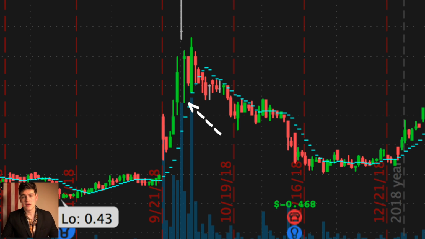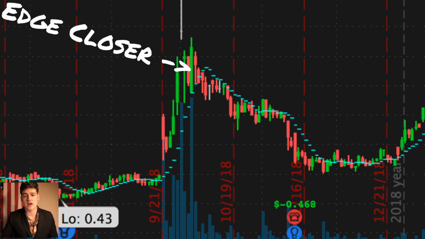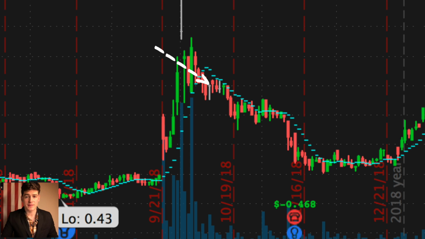Now, if you were holding during the gap up and you began to see the stock price edge closer and closer to the SMA line and then crossed underneath it, that would be a solid sign that there was an impending reversal and it would be time to take your profits and run.